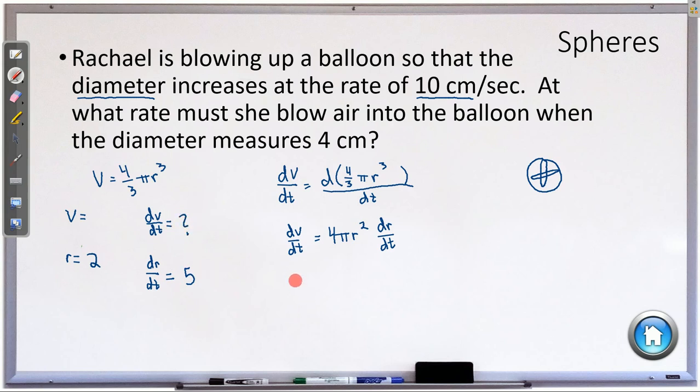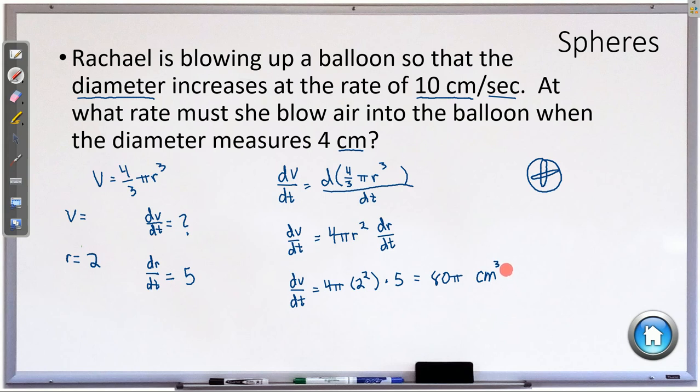So now we simply plug everything in. dV/dt is equal to 4 pi. The radius is 2, so that is 2 squared, times dr/dt, which is 5. And then however you want your answer to look, let's see, that's 4 times 5 is 20, times 4 is 80 pi. 80 pi what? What are our units here? We are measured in centimeters and seconds. And so if this is volume, that will be cubic centimeters.